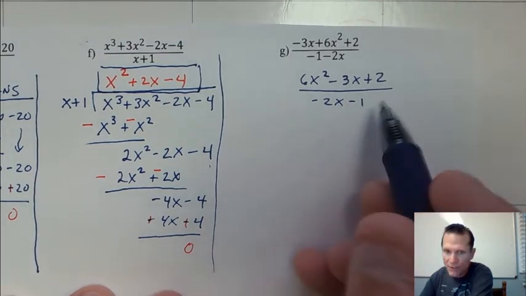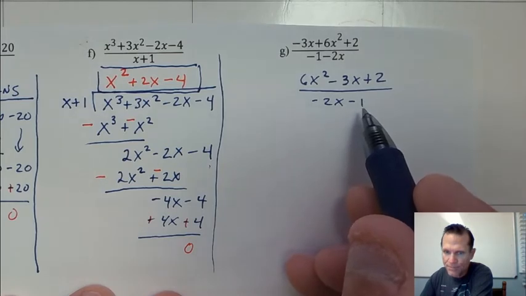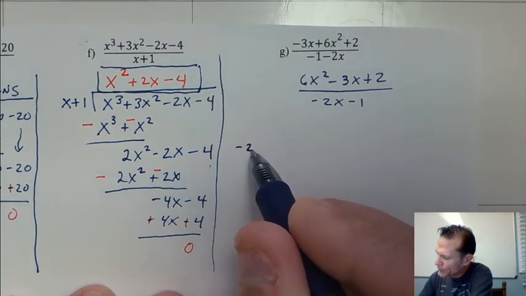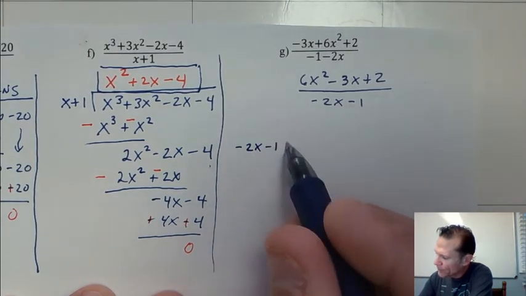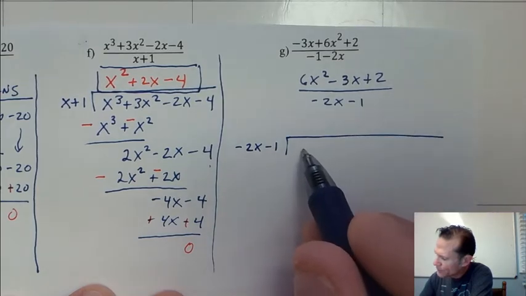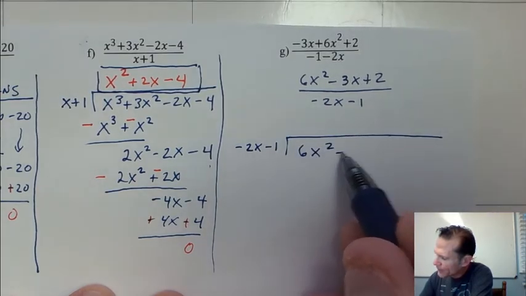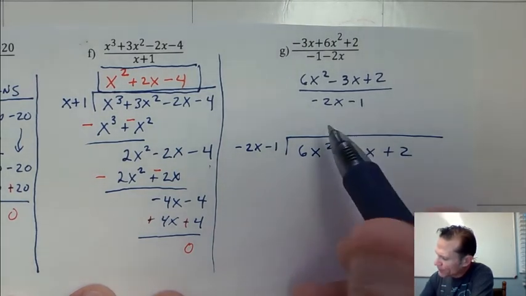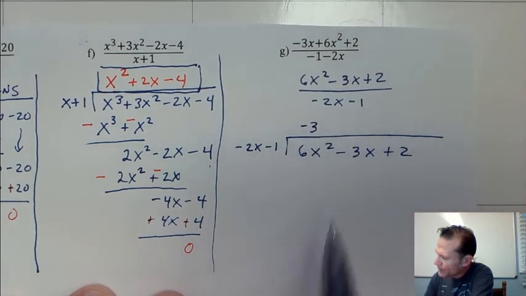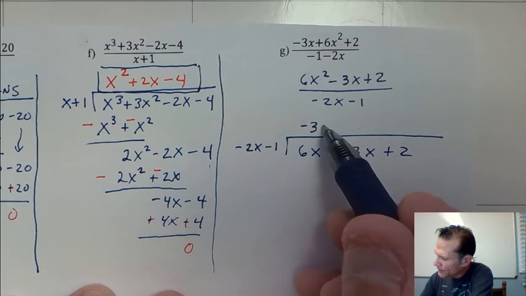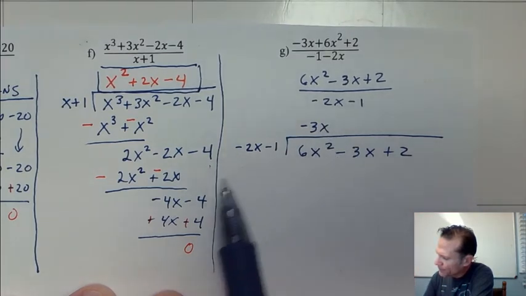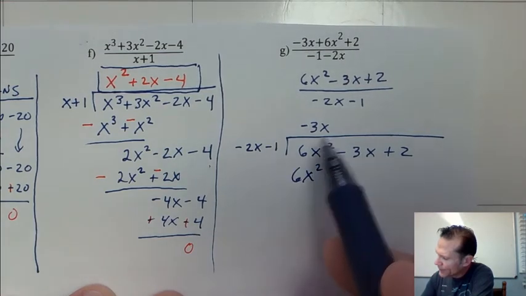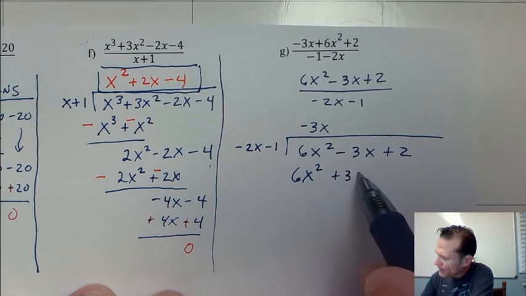I don't think you'll get one with this negative sign in the front of this binomial, but we could still work with it in case you did. We'd write negative 2x minus 1, and we divide that into 6x squared minus 3x plus 2. So our first thing we're going to need is a negative 3. That'll make the positive 6, and then x. So that'll make 6x squared here. Then negative 3x times 1 is positive 3x.